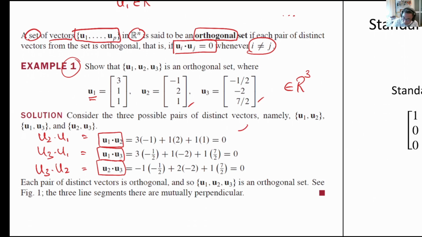The brute force approach to compute the dot product is shown here, showing that all of these dot products result in 0, showing that all these pairs of vectors are orthogonal to each other, and therefore we again say that u1, u2, u3 forms an orthogonal set.